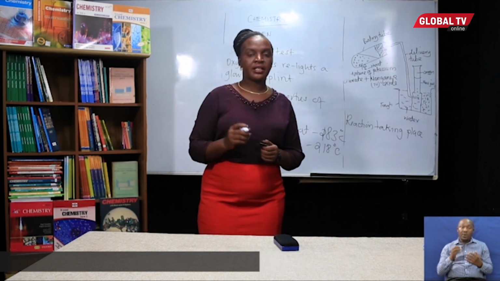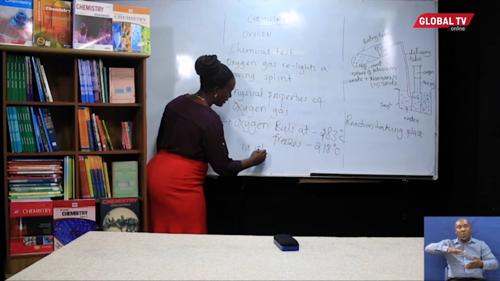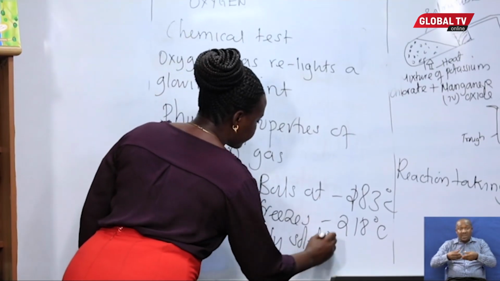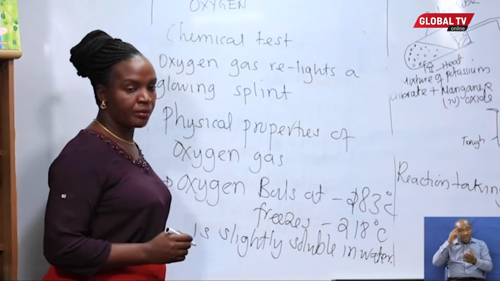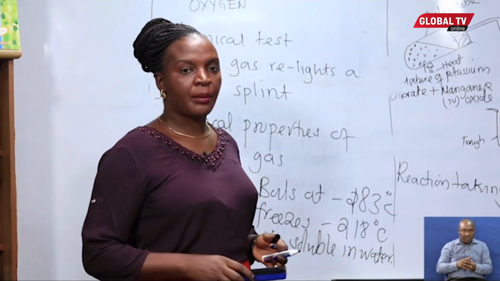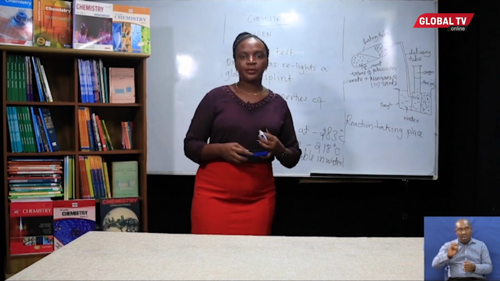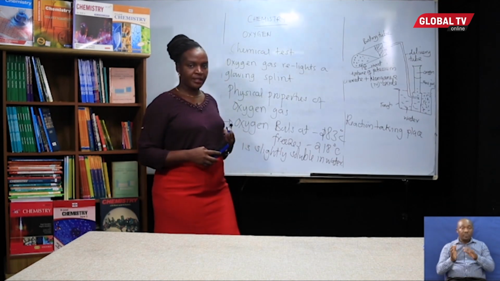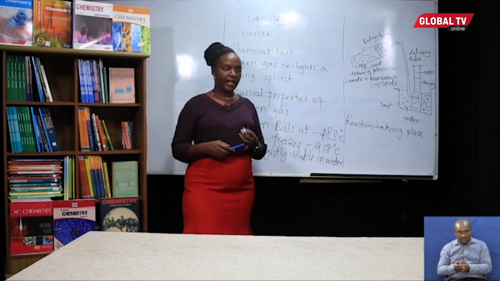And also oxygen is slightly soluble in water. It means it dissolves in water in a very small amount. After knowing the physical properties of oxygen, the next is the chemical properties of oxygen. Here you have to pay more attention because some of them involve reactions.